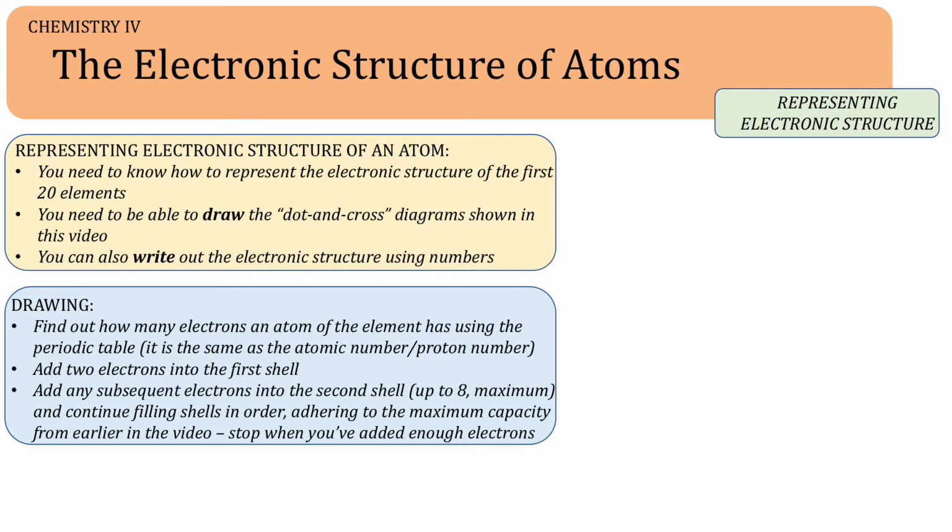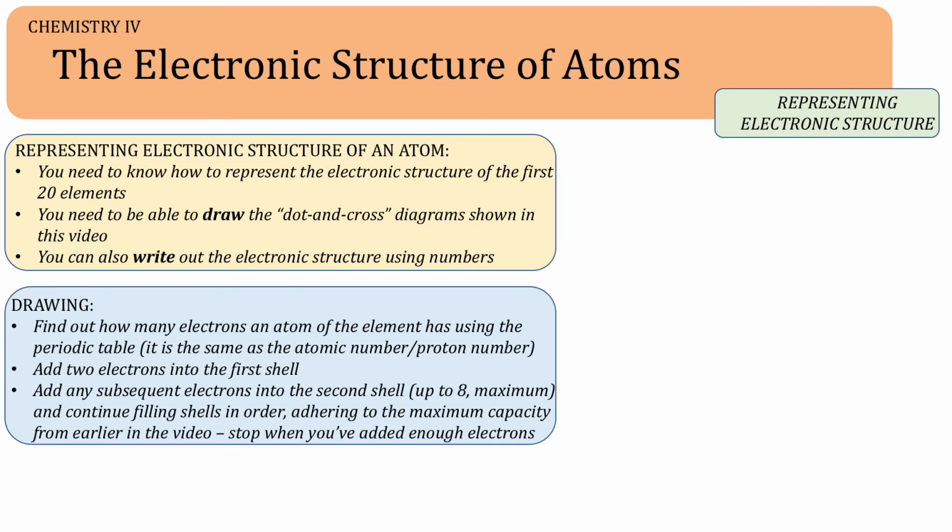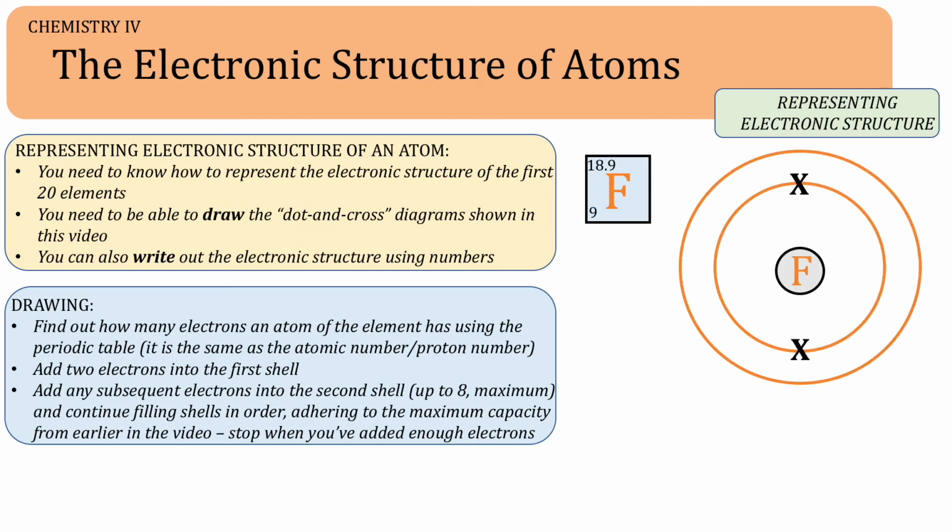Well, it's got a very standard methodology, right? Find how many electrons of an atom the element has using the periodic table. The number of electrons in an atom is the same as the proton number. Okay, so here we have fluorine, right? It's got a proton number of 9. That means it's got 9 electrons. You simply add 2 to the first shell, and then you add a maximum of 8 into the second shell, and then if you go over that, you go into the third shell, and so on and so forth, right? So here it's pretty straightforward.